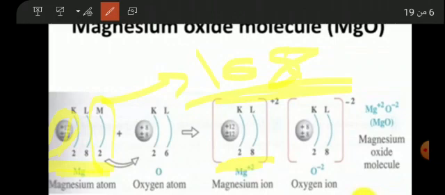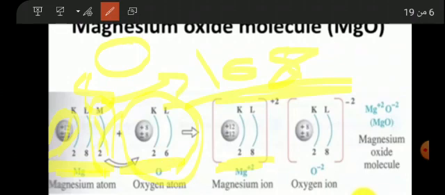Okay, here 2, 8, 2. After losing the 2 electrons in the outermost energy level, it changes into 2, 8. Okay, what about the oxygen? Oxygen contains 8 electrons. Okay, so the configuration will be 2 and 6.